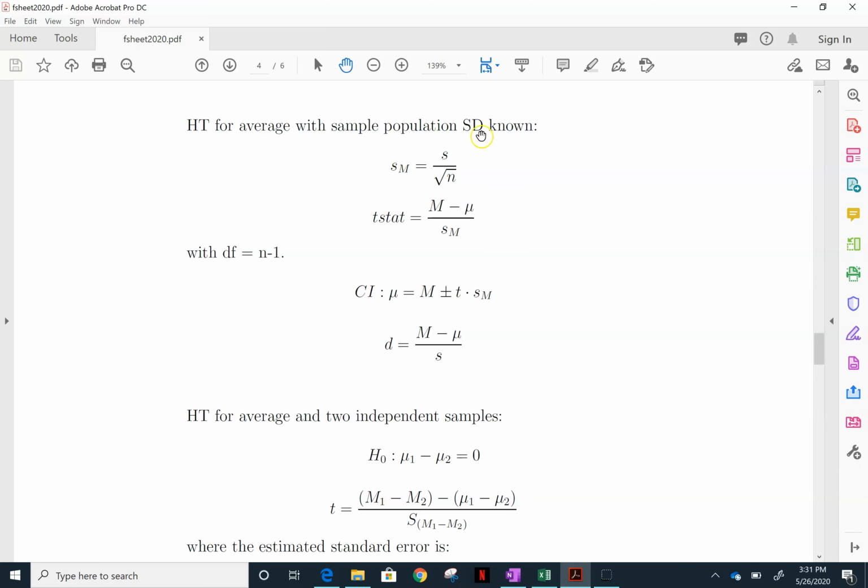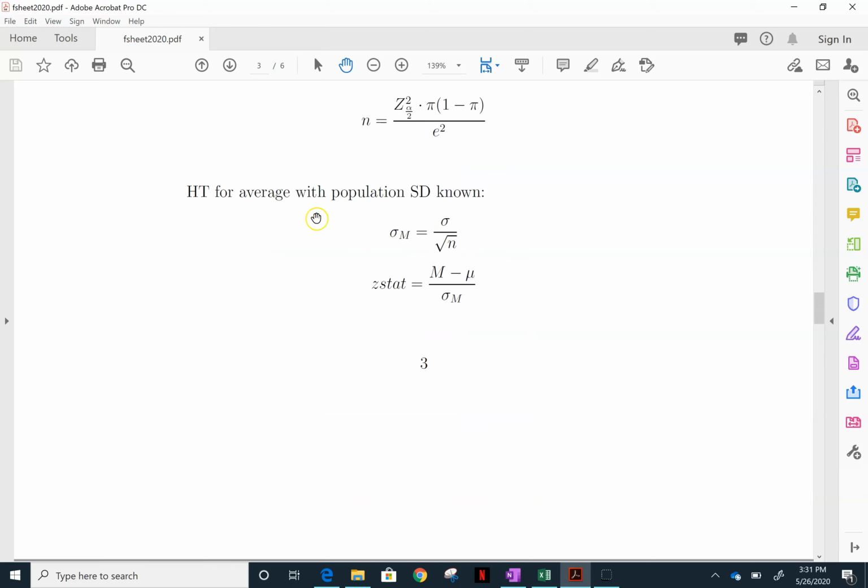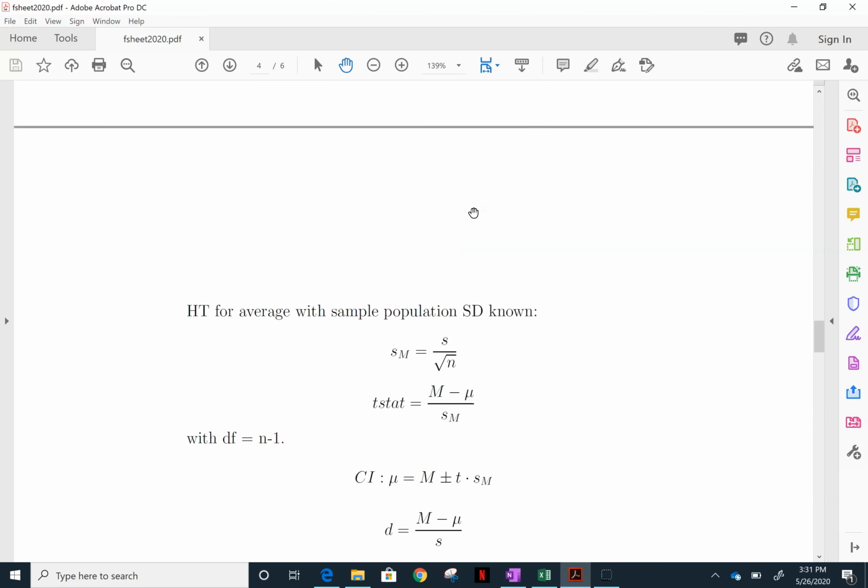We also have to check in. Do I know the sample population standard deviation, SD? Do I know, and I could flip back to the previous formula, do I know the population standard deviation? That's going to be key. Which one do I know?